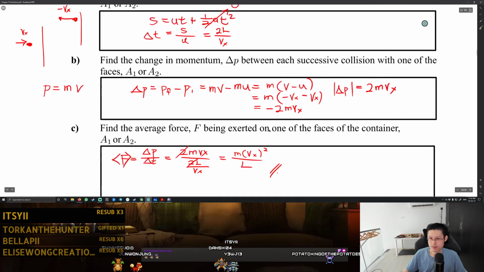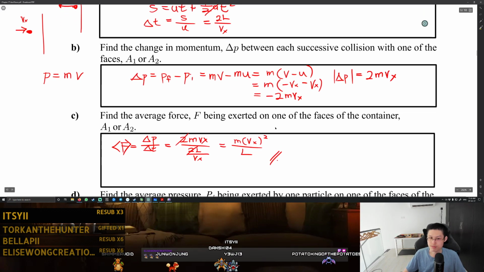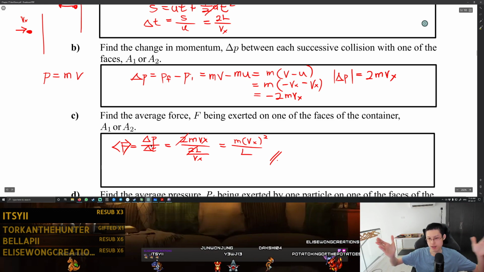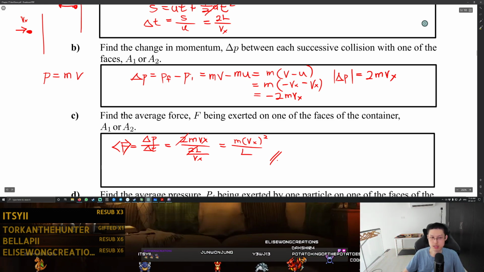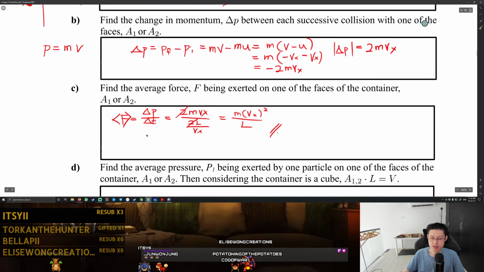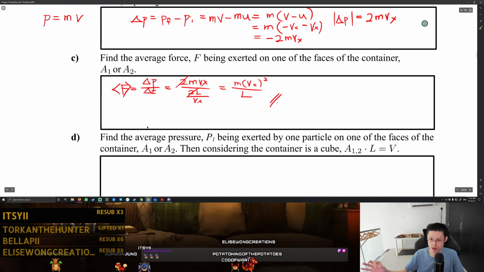Average because you're dividing it over some period of time. And that period of time is not the collision time. It is the time taken between successive collisions. So that's why it's the average force rather than the instantaneous force at that particular point in time.